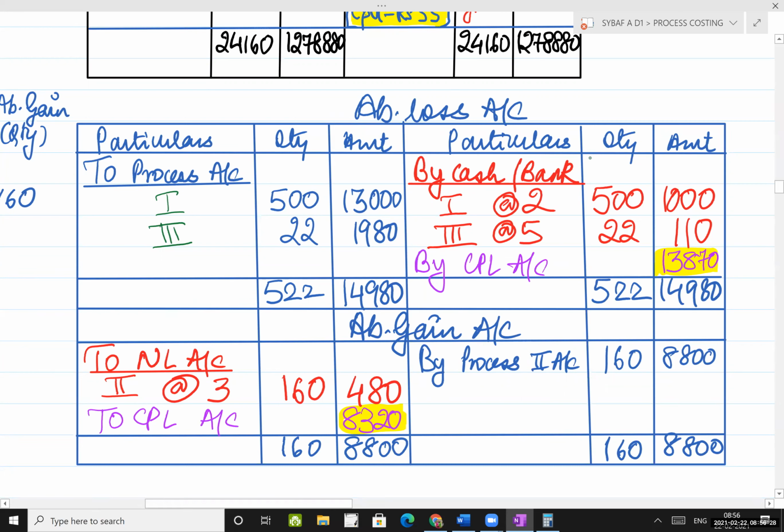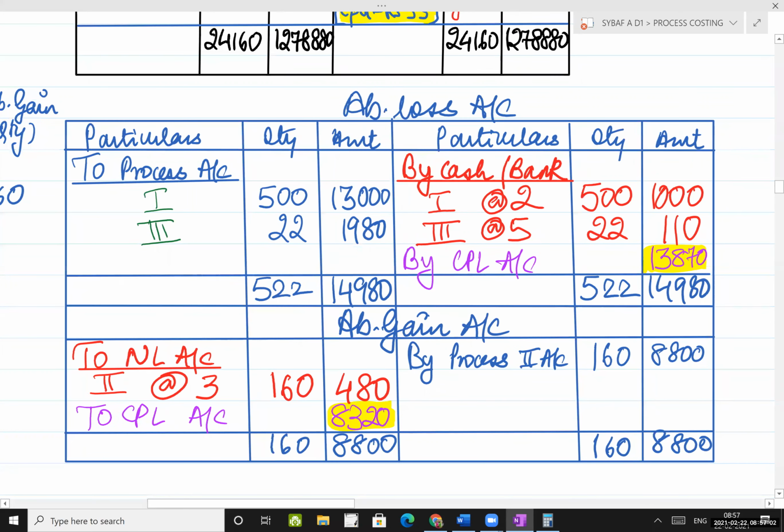Now this part is an assumption. What assumption? That if we were able to sell the loss, which is 522 units. So there is an assumption that if I could sell the abnormal loss, then what would have happened? When I sell, obviously cash will come in. The journal entry will be: cash bank account debit to abnormal loss. I repeat, cash bank account debit to abnormal loss.